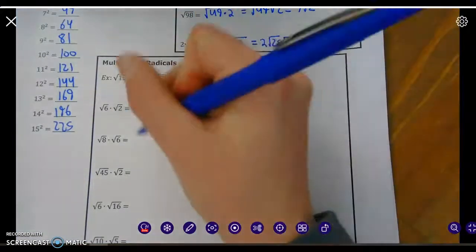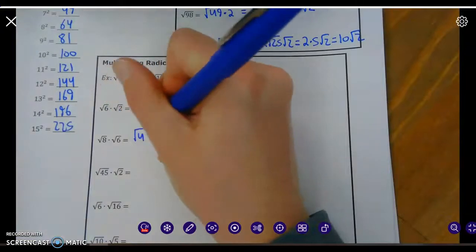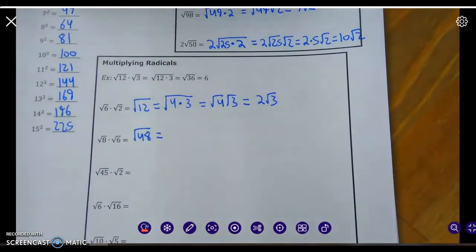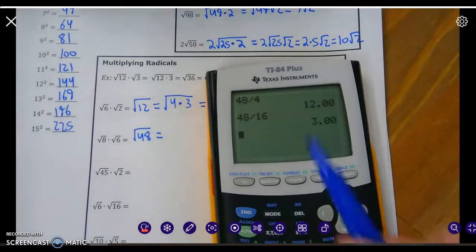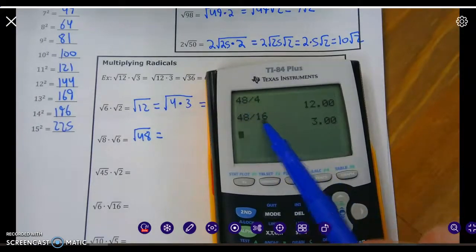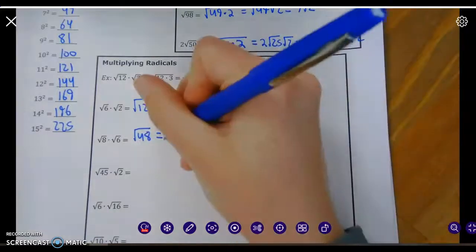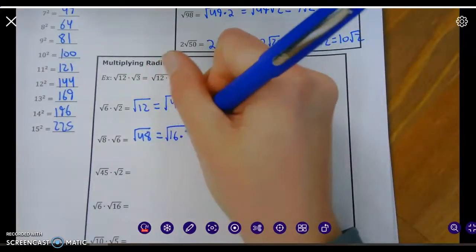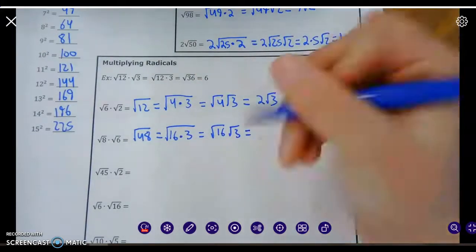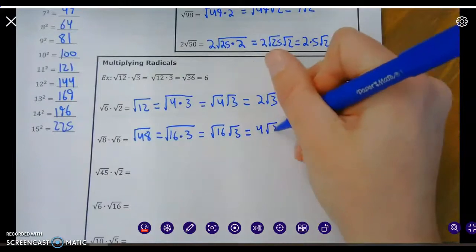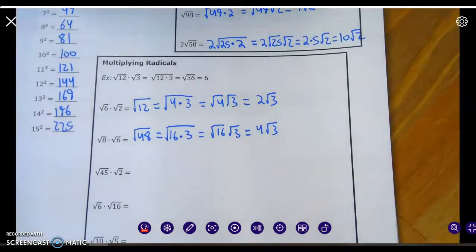8 times 6 is square root of 48. And so we can guess and check until we figure out what we can divide out of 48. We could use 4 and 12, but there might be something larger. So we want to use the largest perfect square we can, which is going to be 16. So we're going to use 16 times 3. So the square root of 16 equals 4, and square root of 3 stays square root of 3.